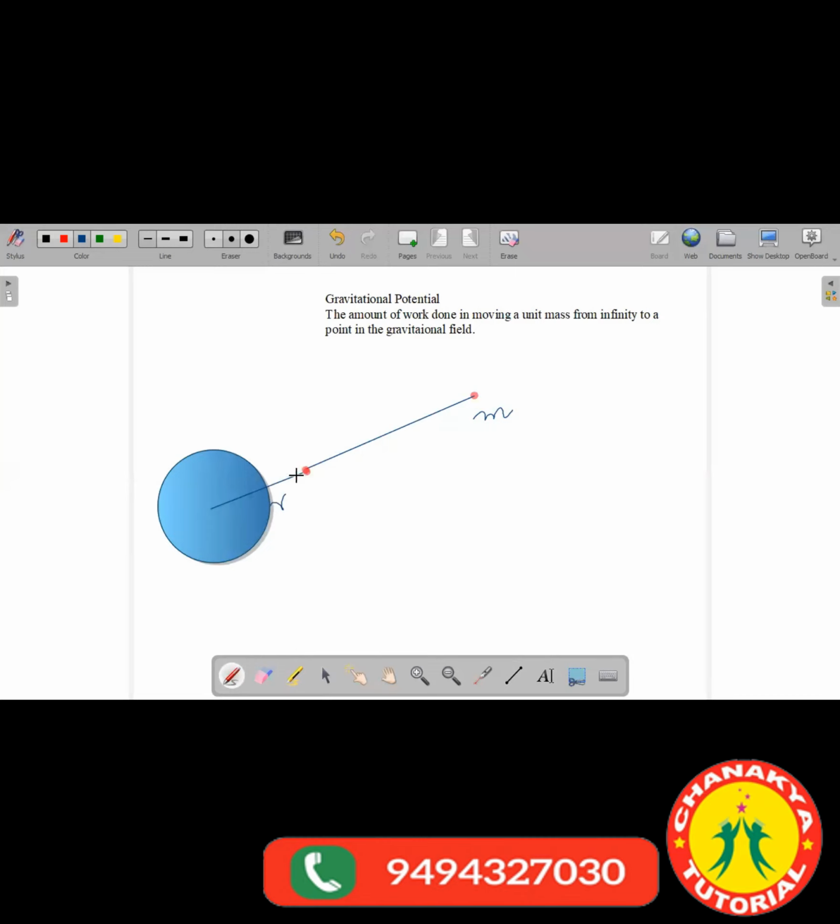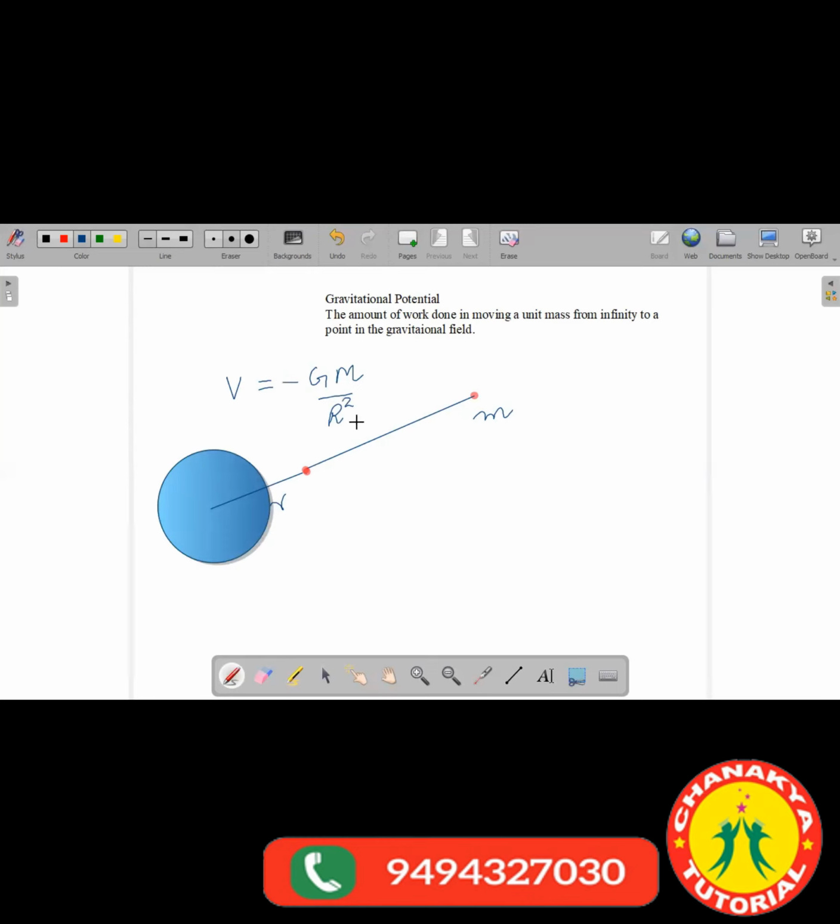So the gravitational potential at this point, there is a derivation, but we are not going into the depth of the derivation. I will directly give you the formula for the gravitational potential. The gravitational potential at this point is given by negative GM over r. Okay. We call this the gravitational potential at any point.